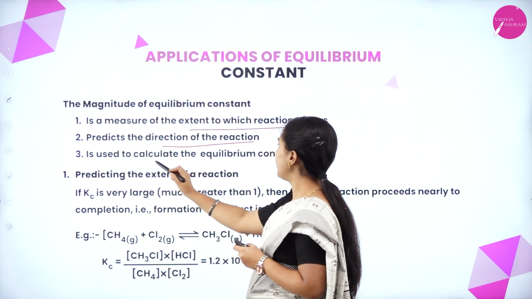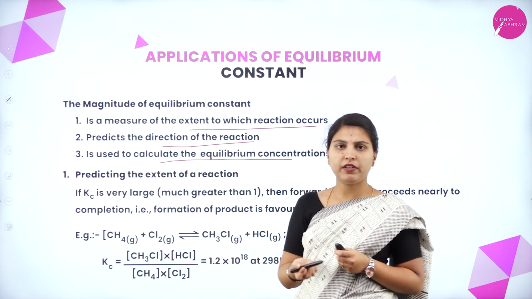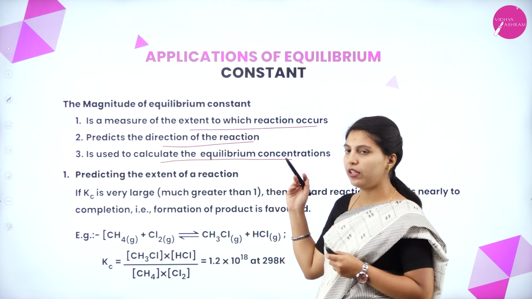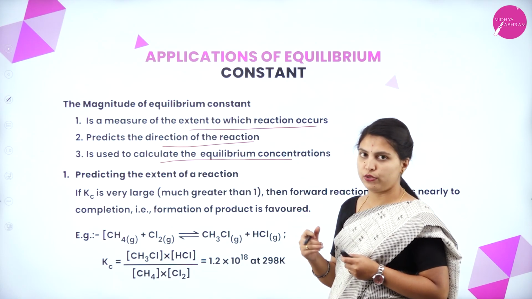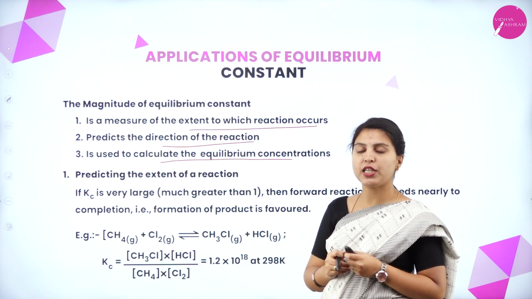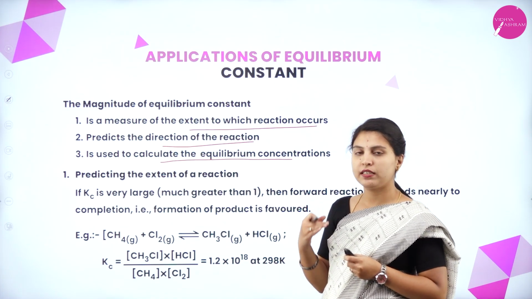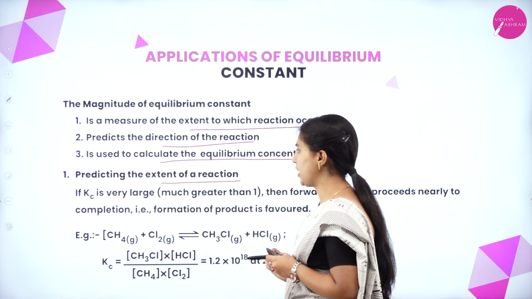It is used to calculate the equilibrium concentrations. Kc is nothing but the equilibrium constant in terms of concentrations. That means it also calculates the equilibrium concentrations. So these are the main three applications of the equilibrium constant, and we'll see them one by one with some examples. First, predicting the extent of a reaction.